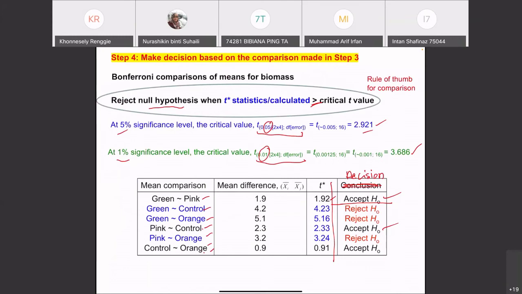Okay, and then you have to make a decision. So the decision or the rule of thumb is that you reject the null when the T calculated is greater than the T critical, or it's the other way around. You accept the null if the T calculated is less than the T critical. So for every pair, you make a decision whether you accept or reject the null hypothesis.